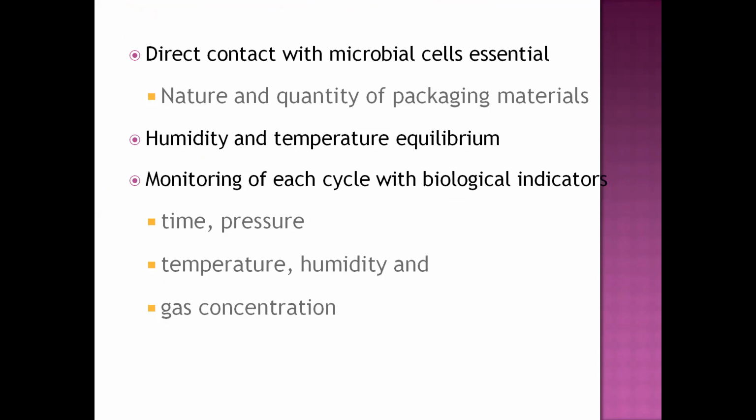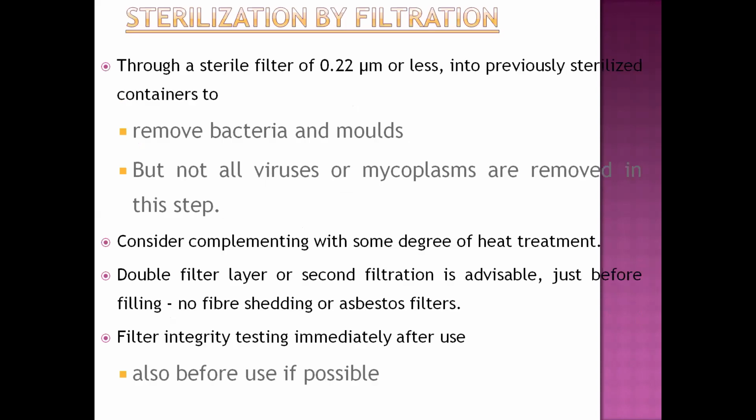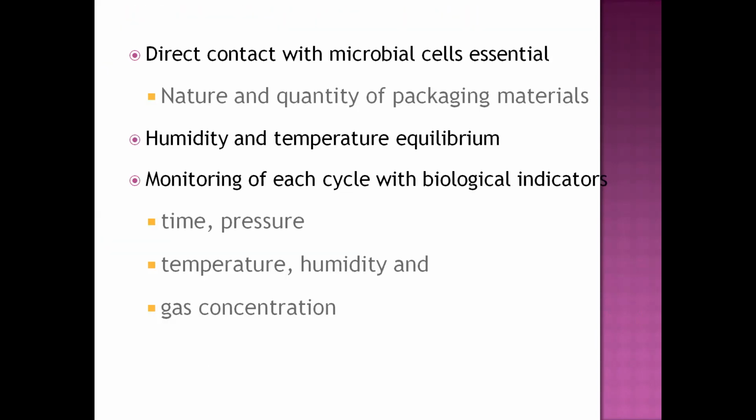Then direct contact with the microbial cells is essential. Nature and quantity of packaging material used. Humidity and temperature equilibrium. Monitoring of each cycle with biological indicators. That is the time, pressure, temperature, humidity, gas concentration. Okay, that's about the sterilization by gases.